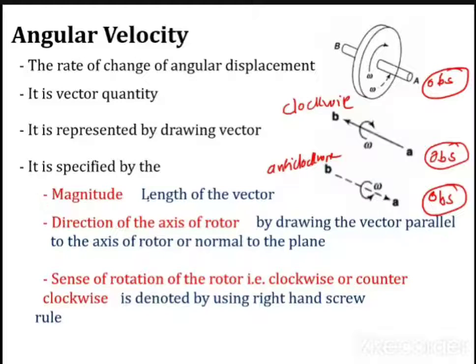So the first case is what? Represent magnitude by showing the length of the vector. Draw the length of the vector. The second case is the direction of the axis of rotation. So I have shown this direction, A and B. Now the sense of rotation: either it may be away from or towards the observer.